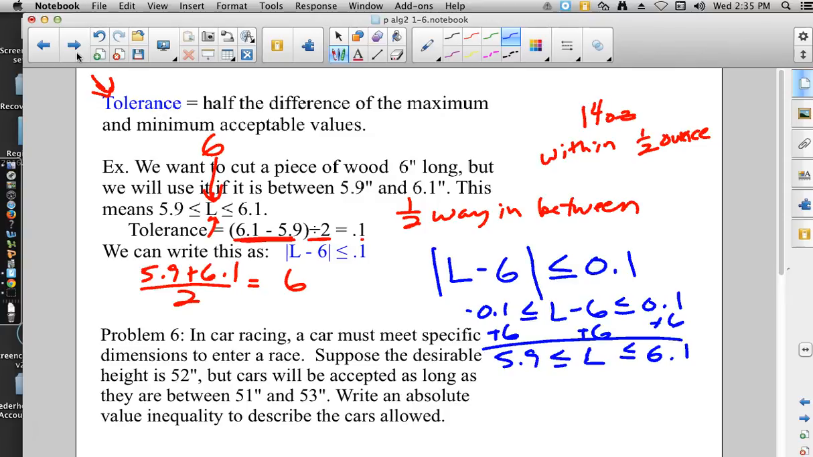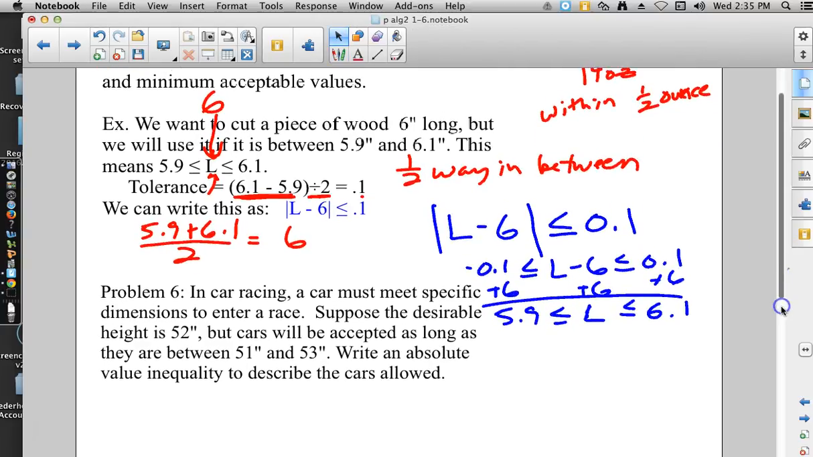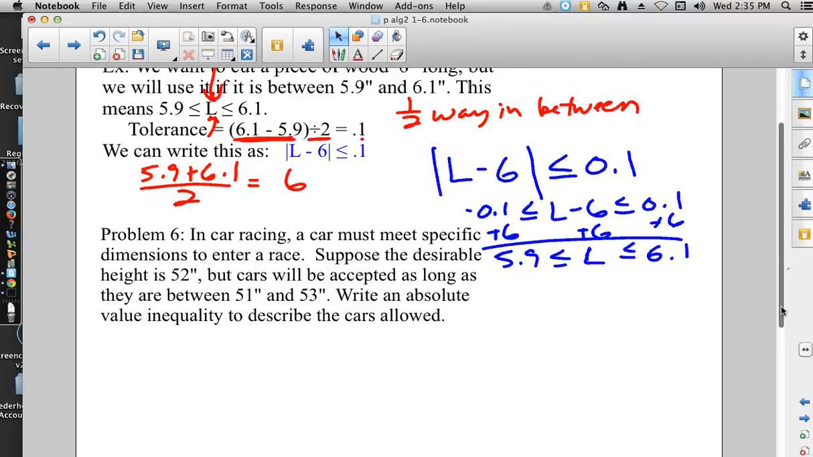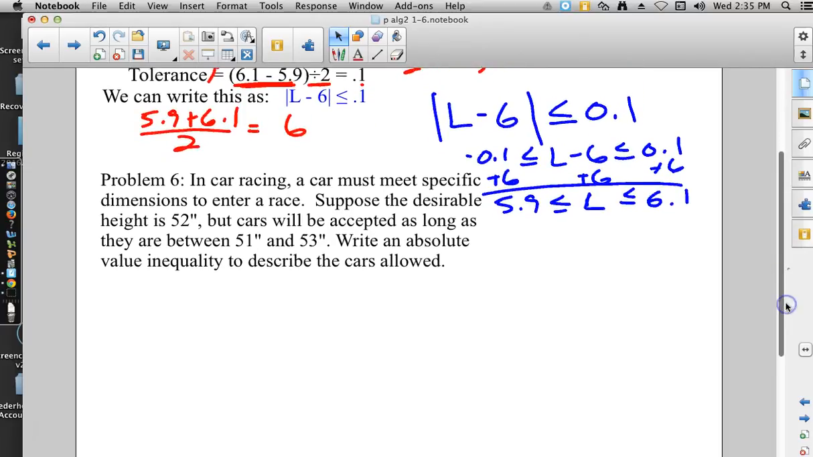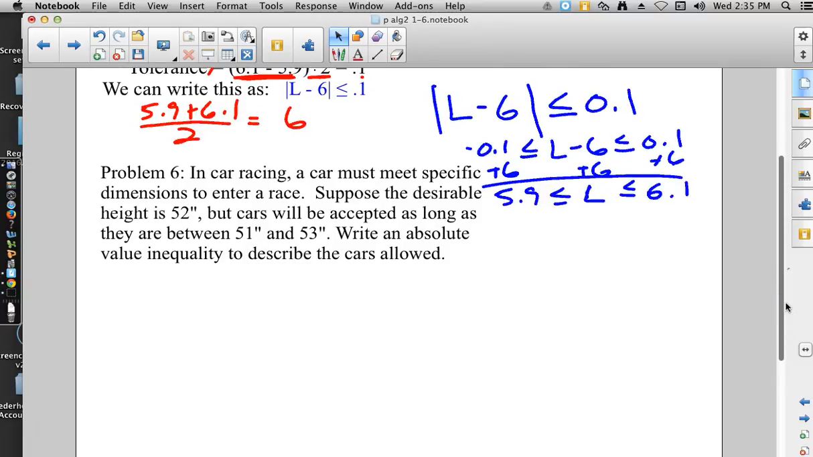So problem 6 says, in car racing, a car must meet specific dimensions to enter a race. It has to be just so big, just so heavy. Suppose the desirable height is 52 inches, but cars will be accepted as long as they're between 51 and 53 inches. Write an absolute value inequality to describe the cars allowed.